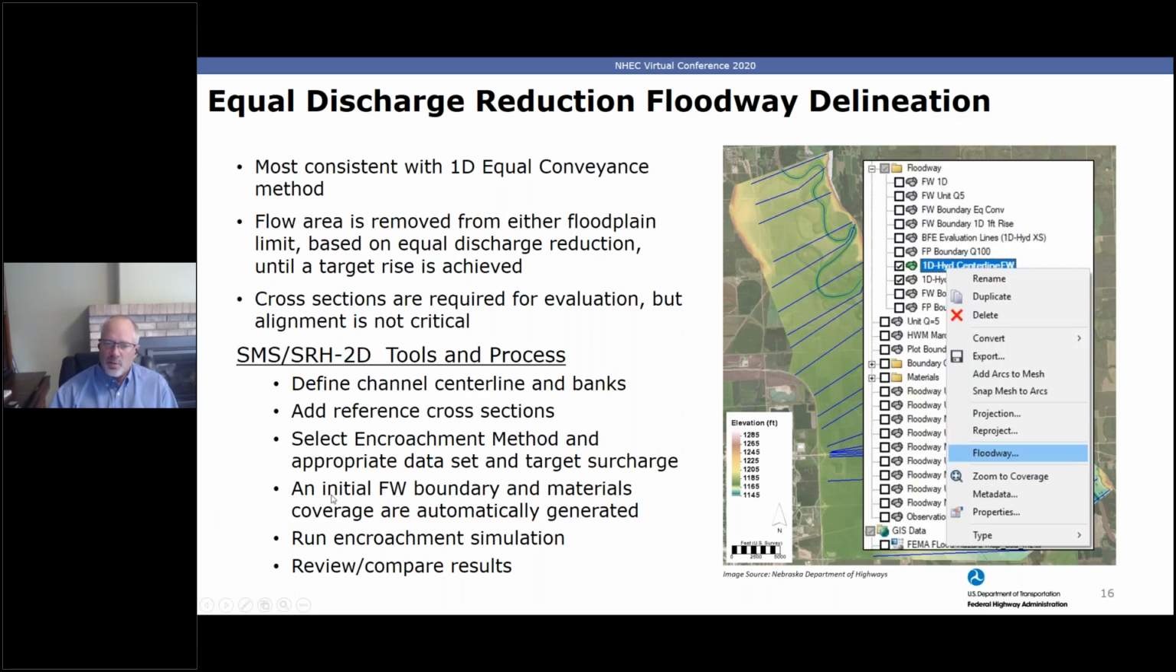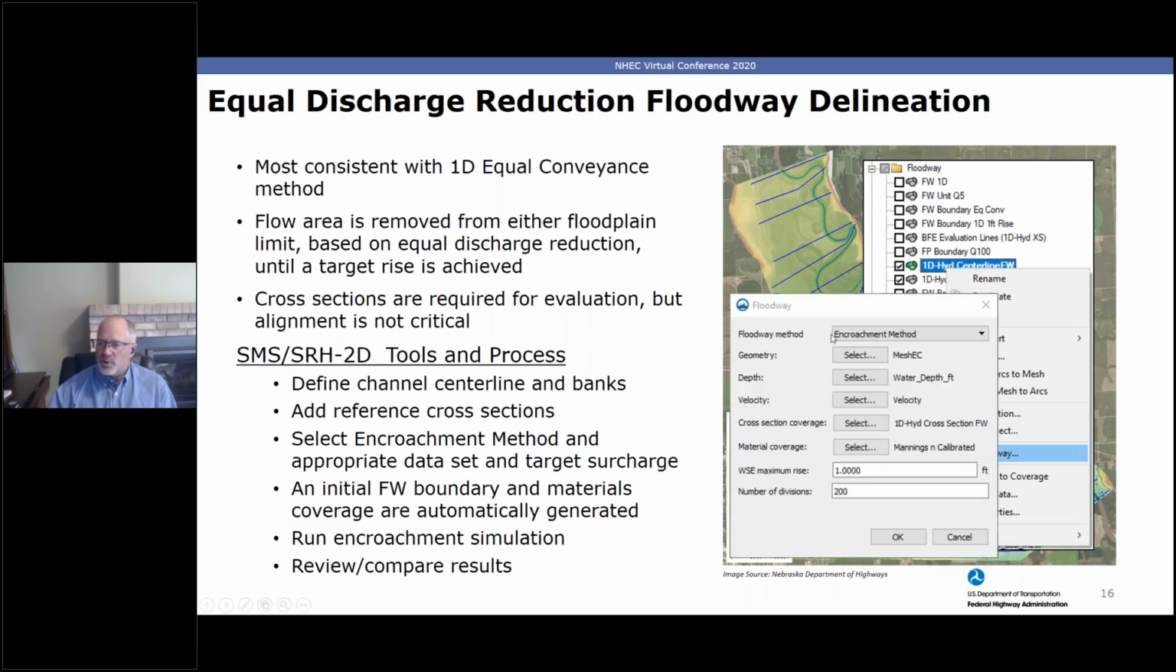And then to get to this floodway tool, I simply right-click on this center line coverage and you'll see a floodway option. This has actually been in SMS since version 13.0, but probably most would not know that. And after that, you select the encroachment method, and the appropriate geometry and solution from the base flood. You set the desired or the maximum rise. And then this last box, the number of divisions, that's just a number of additional cross sections that are interpolated for computational purposes. For right now, that's set at 200, but we might change that as we learn more about the tool. And again, this is all automated.